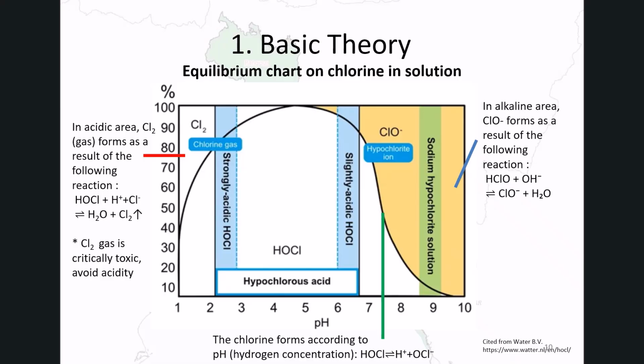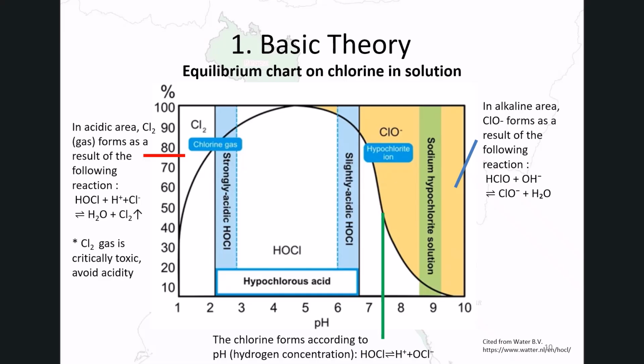This chart shows how the form of chlorine changes according to pH. As pH increases from pH 5, the proportion of hypochlorous acid decreases and hypochlorite ion increases. In alkaline conditions, hypochlorite ion is formed through the reaction between hypochlorous acid and hydroxide ions. In acidic conditions, chlorine gas can be formed.